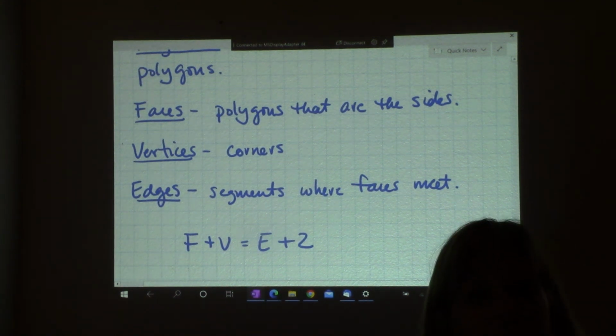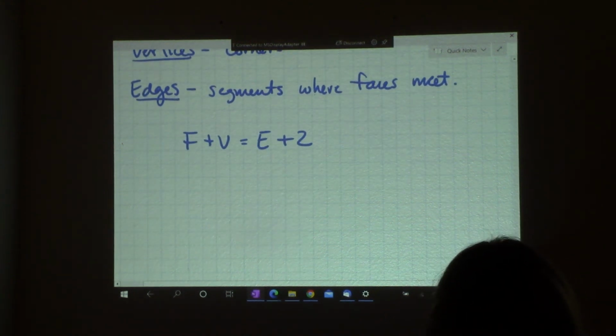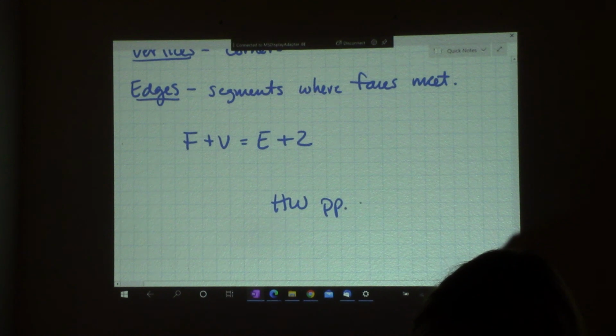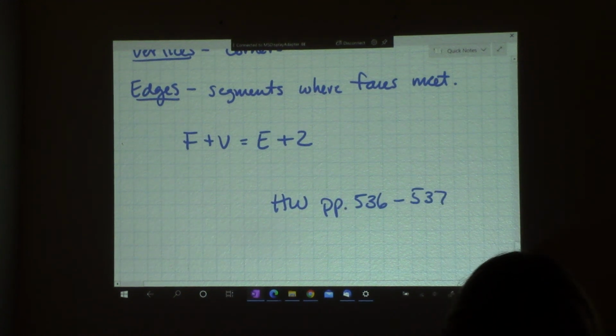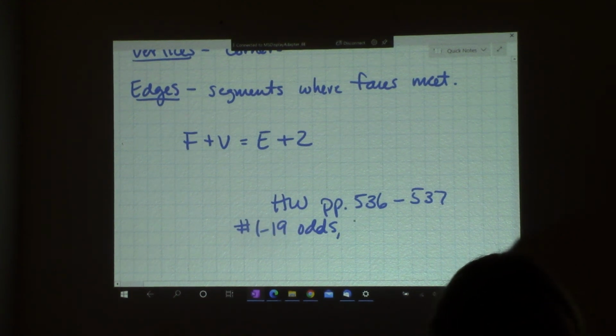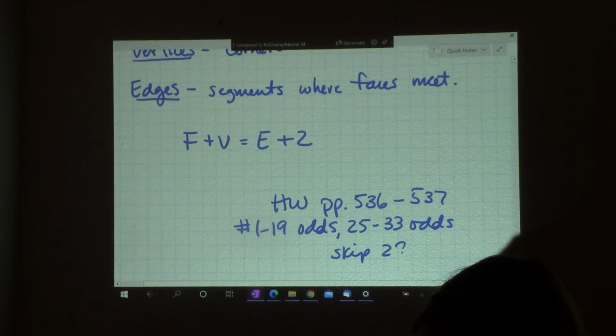All right, so that's the end of our first lesson. Your homework is pages 536 through 537, number 1 through 19 odds, 25 through 33 odds, and skip 29.